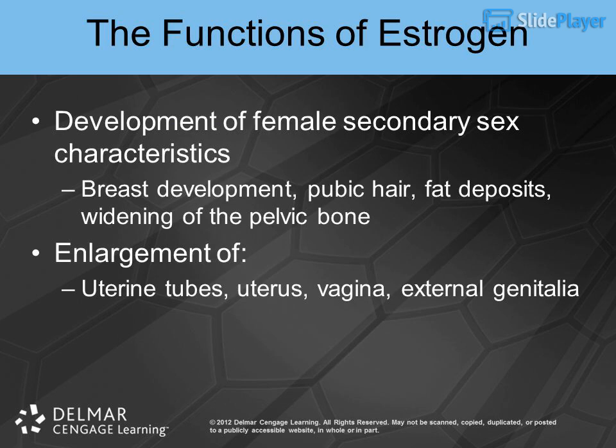The functions of estrogen. Development of female secondary sex characteristics: breast development, pubic hair, fat deposits, and widening of the pelvic bone. Enlargement of the uterine tubes, uterus, vagina, and external genitalia.